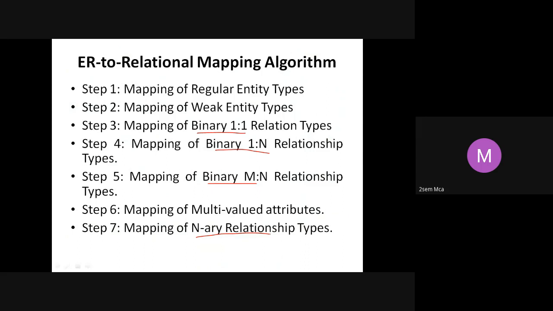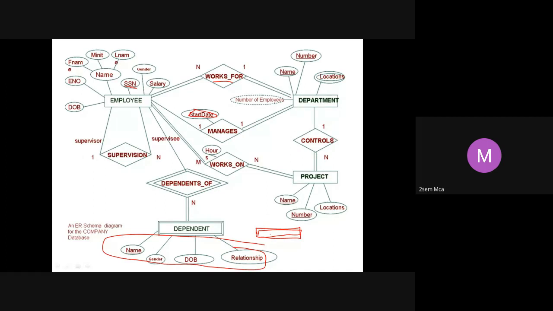So step 1, let us see. Mapping of regular entity type. Regular entity is nothing but the strong entity. What is a strong entity? Something which has a primary key. Regular entity is also nothing but your strong entity. So whatever regular entities we have in the ER diagram, convert all of them, create a table for all the strong entities.